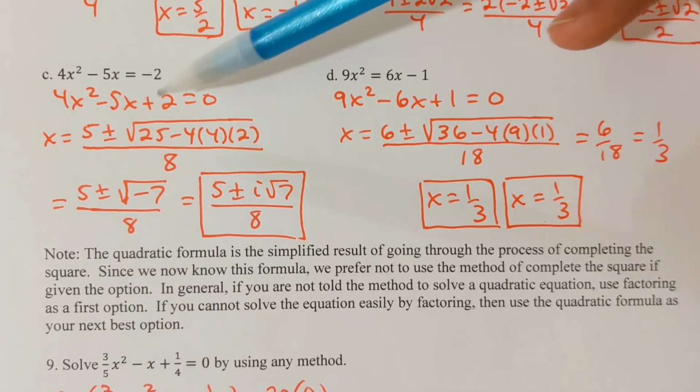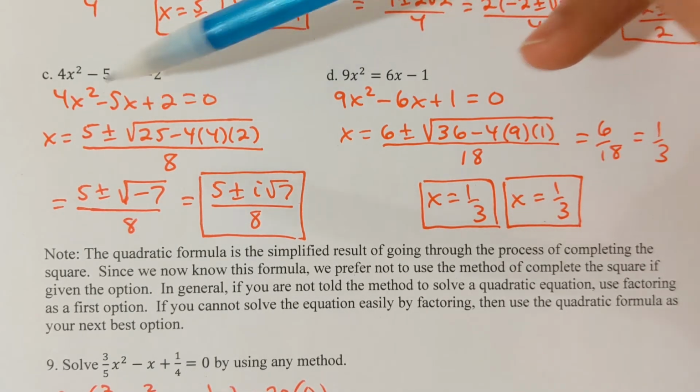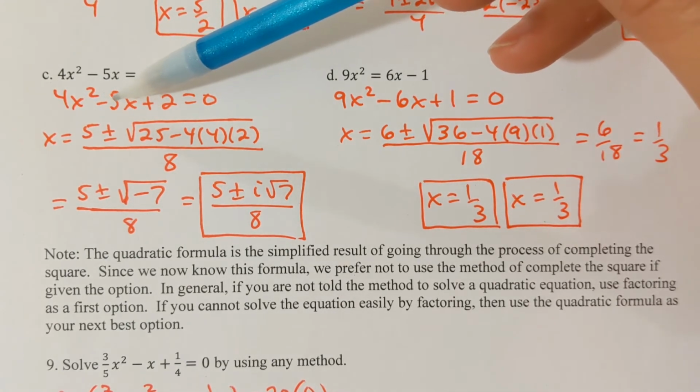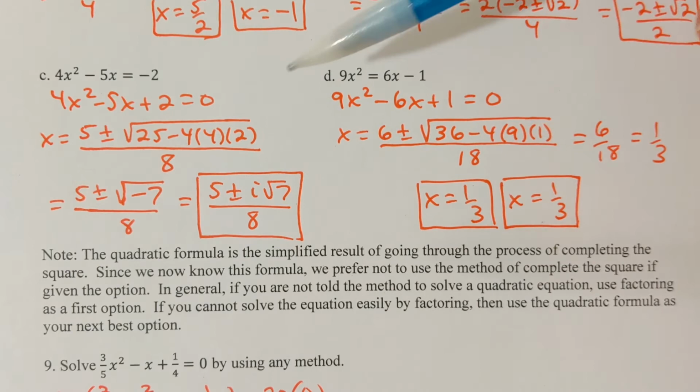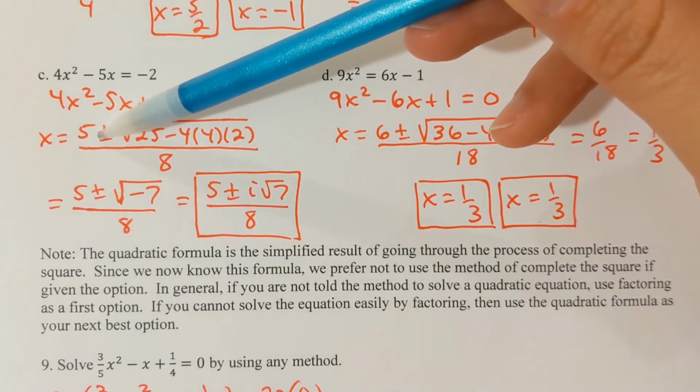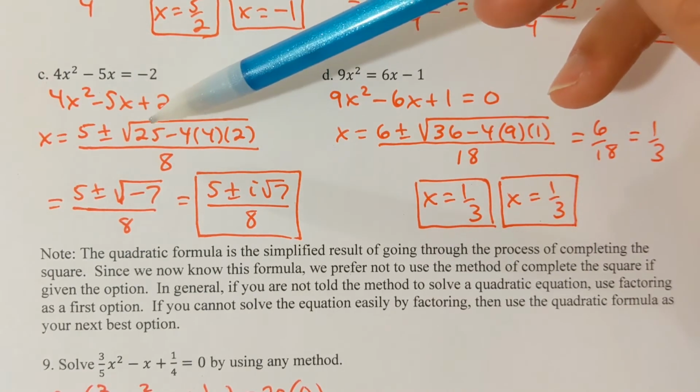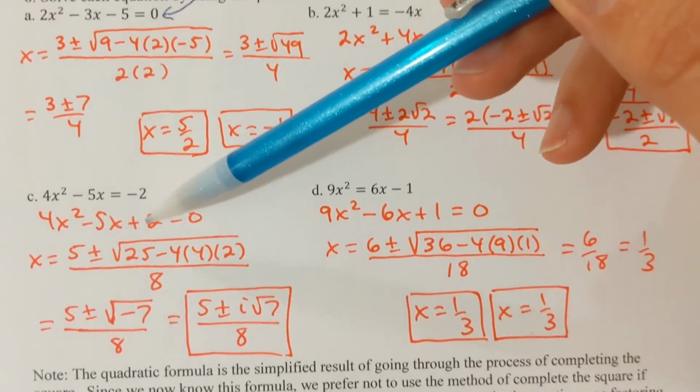Of course, I'd want to add 2 to both sides first. A is 4, B is negative 5, and C is 2. So I'm going to want the opposite of B, which is 5, plus or minus the square root of B squared. Negative 5 squared is 25. By the way, here's another thing to see.